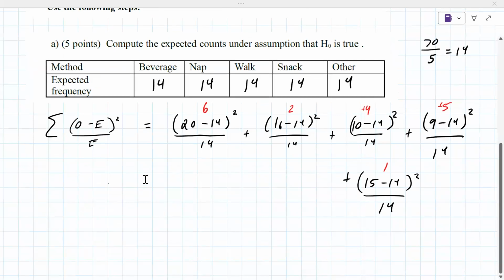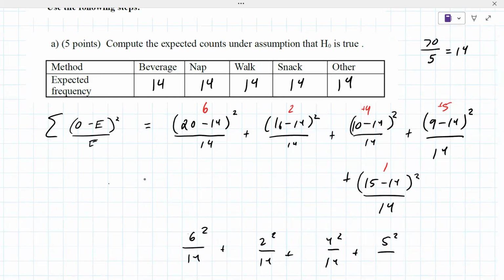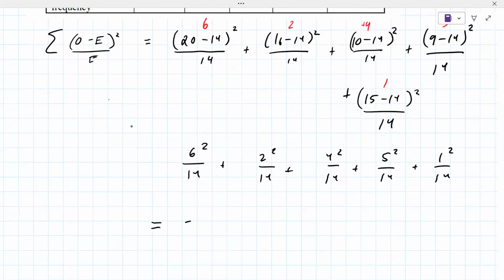So just to be clear here, the shortcut is 6 squared over 14, 2 squared over 14, 4 squared over 14, 5 squared over 14 plus 1 squared over 14. Yeah. Okay, great.